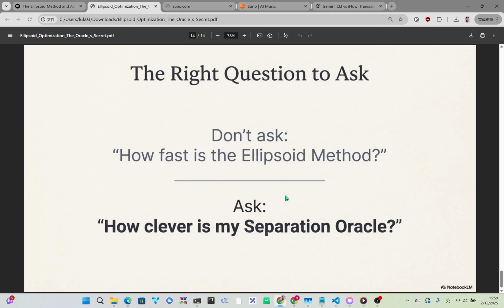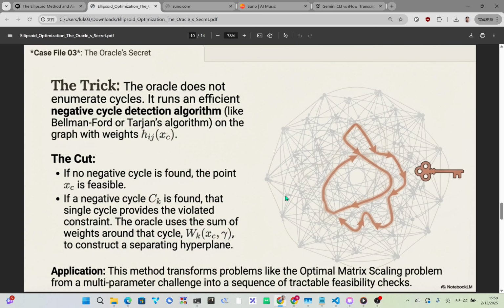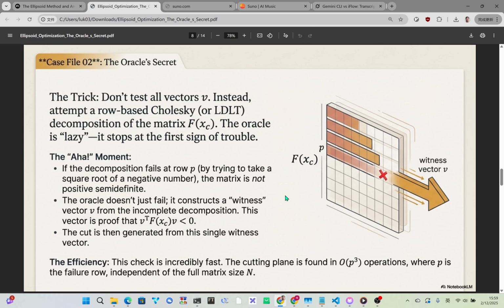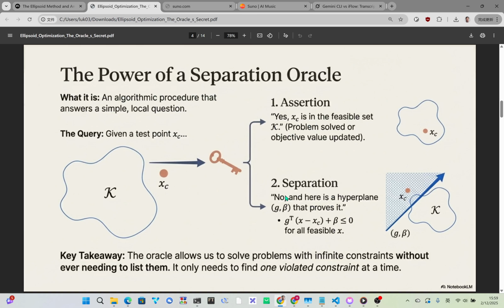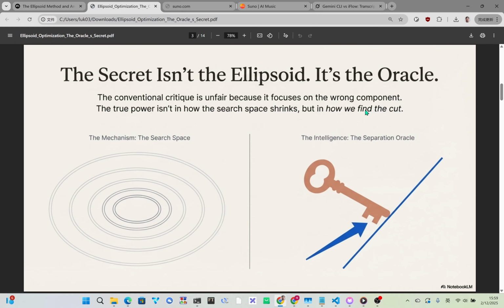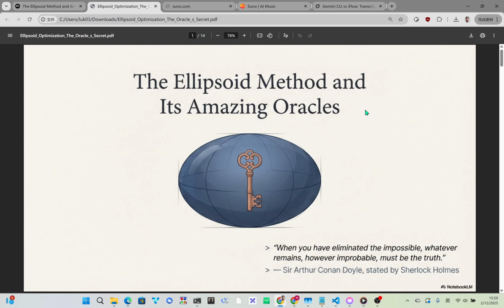That's right. Our sources all point to a truth that goes way beyond just the geometry of it all. We're diving into the heart of the algorithm. We're not focusing on the shrinking ellipsoids, but on the hidden computational genius at its center, what's called the oracle. And our mission really is to prove to you that for certain classes of problems, this supposedly dusty old method is absolutely indispensable. Before we jump into the mechanics, though, you mentioned something about the philosophy behind it.